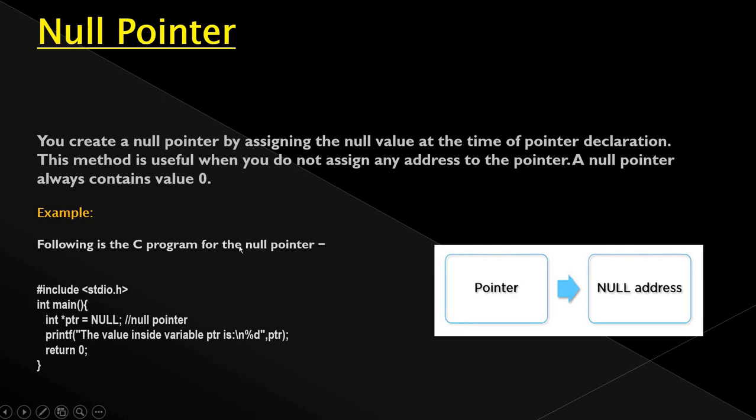Here let's see the example of the null pointer. Include stdio.h, int main. Here we assign *ptr equals NULL. We can also call it a null pointer. Now we will print the variable. It will give a null value.